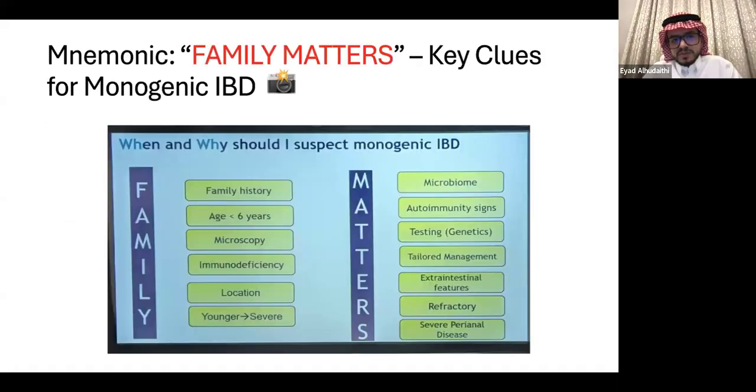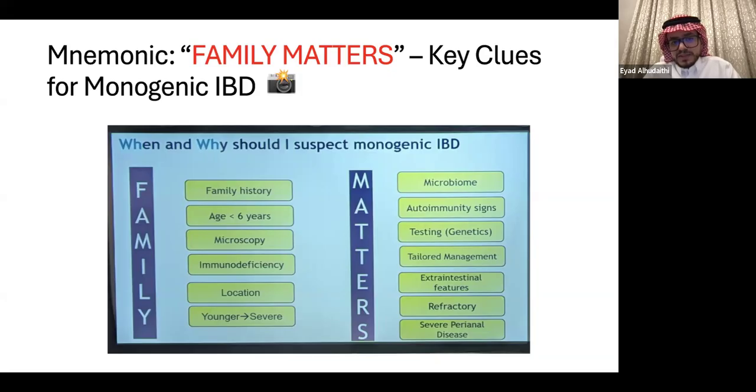So here's a mnemonic for how to recognize monogenic IBD. On the right side, it has to do with testing and labs, and on the left side, it has to do with your clinical assessment. So of course, if there is a family history, you should suspect it as there is like a 40% risk. Age at diagnosis, we know as a definition, very early onset is those who are less than 6, infantile less than 2, and neonatal less than 28 days.